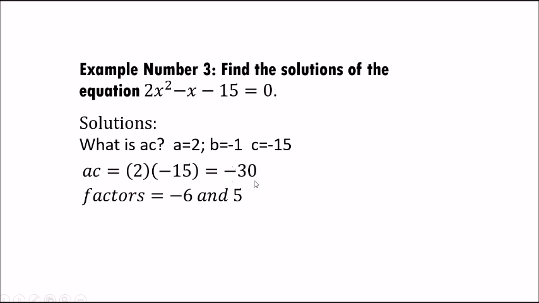So, kukunin natin yung factor ni negative 30 na kapag pinag-add natin, the result will be B or negative 1. So, ang factors na yon ay negative 6 and 5. Diba? Negative 6 times 5 equals negative 30 at negative 6 plus 5 is equal to negative 1. Pagkatapos nun, isusubstitute na natin itong dalawang to doon sa ating B. So, we have the new equation, 2x squared minus 6x plus 5x minus 15 equals 0.